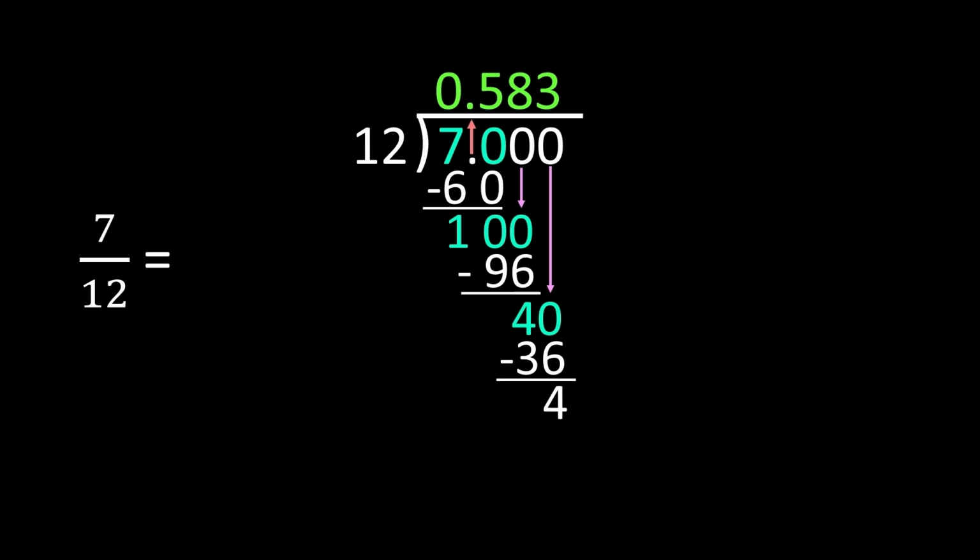If we add a 0 and we bring it down, we'll be dividing 40 by 12 again. So this is where we can stop because that 3 is going to be repeating. So 7/12 as a decimal, we'll record it as 583 thousandths. We'll put the line above the 3 because only the 3 is repeating. So 7/12 is equal to 0.583 repeating.